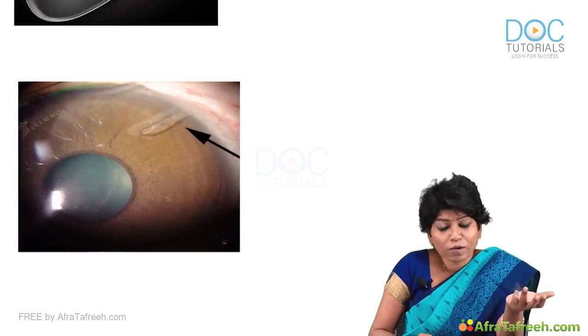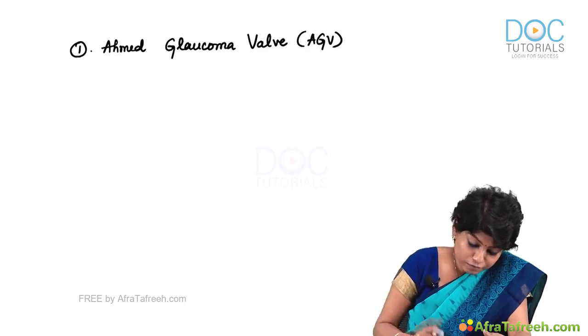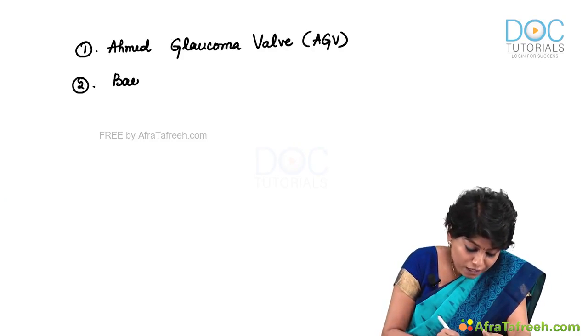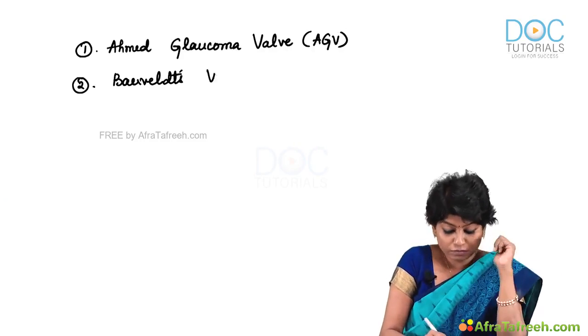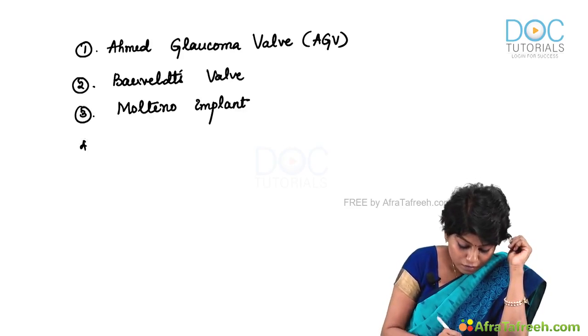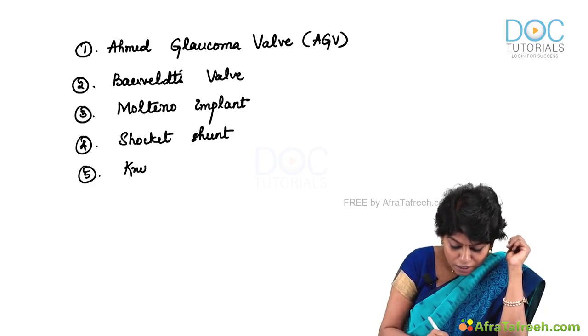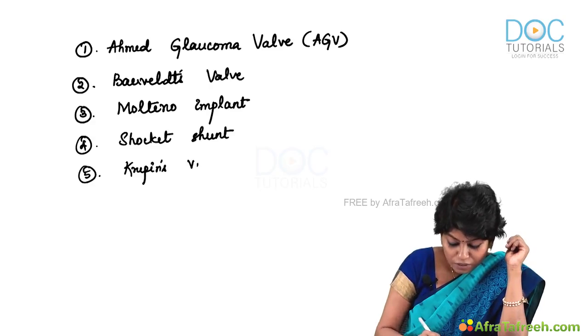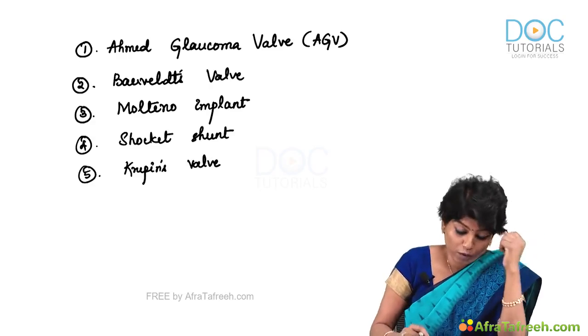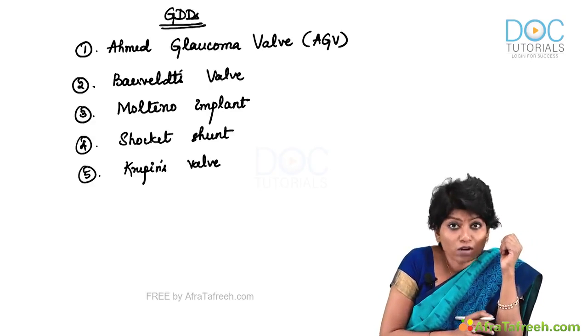Now you have the Ahmed glaucoma valve. What are the other names? The most common, I said, is the Ahmed glaucoma valve, AGV. Then the one I showed you first, Baerveldt valve. Then you have the Molteno implant, Schocket shunt, Krupin's valve. Okay, so these are various names, as they were devised by different ophthalmologists. So these are the various GDDs that are available, GDDs or setons.